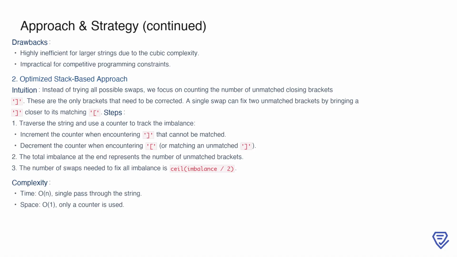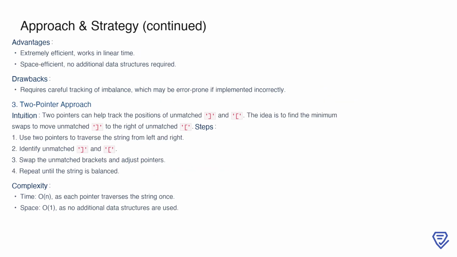This process runs in linear time and uses constant space, making it a vast improvement over the brute force method. This optimized stack-based approach is highly efficient and well-suited for this problem. It processes the string in a single pass, achieving linear time complexity, and requires only a simple counter for tracking imbalance, which keeps the space complexity constant. However, it does require careful implementation to ensure that the imbalance is tracked correctly throughout the traversal.